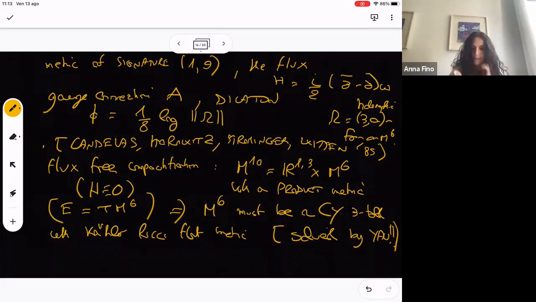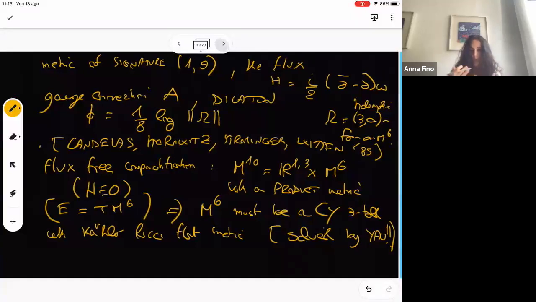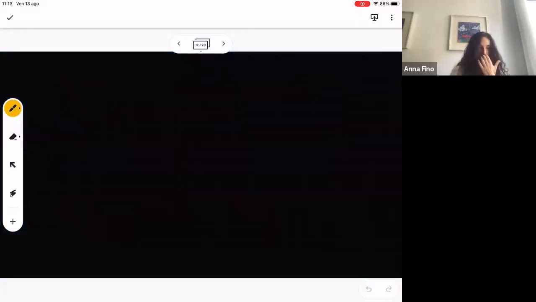But in the case when the metric is not a product metric but a warped metric, that is the more interesting case for the Hall-Strominger system. And this is due to Hull independently, the same year, '86, and Strominger.